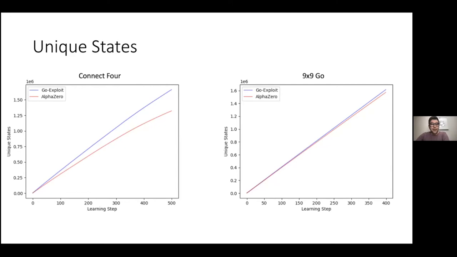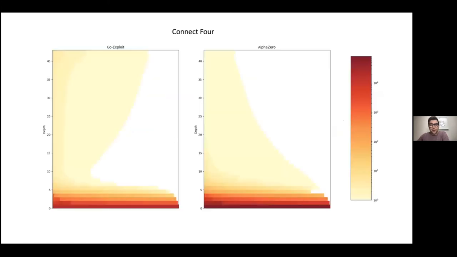We also hypothesized that Go Exploit would achieve better results than AlphaZero because it would visit more unique states. While it is true that Go Exploit does visit more unique states than AlphaZero in Connect 4 and Go, it's unlikely that this explains much of the improved performance that Go Exploit achieved in Go, because it only visits marginally more unique states than AlphaZero. So to better understand why Go Exploit achieved these better results, we dug deeper into the distribution of visit counts within the state space.